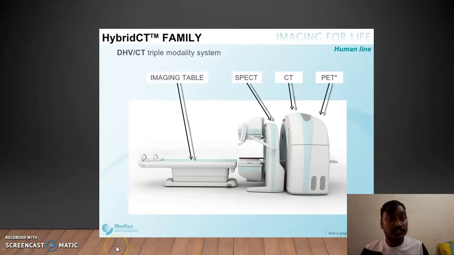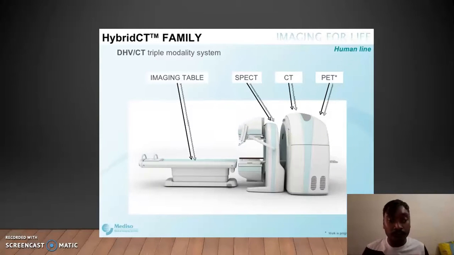So here you can see the machine. This is one of the hybrid CT machines. You can see the imaging table here, SPECT modality, CT, and even PET. For this one, three of the different imaging modalities are combined to become one.